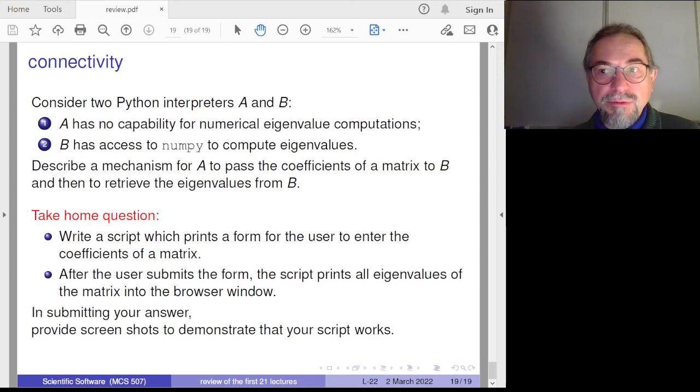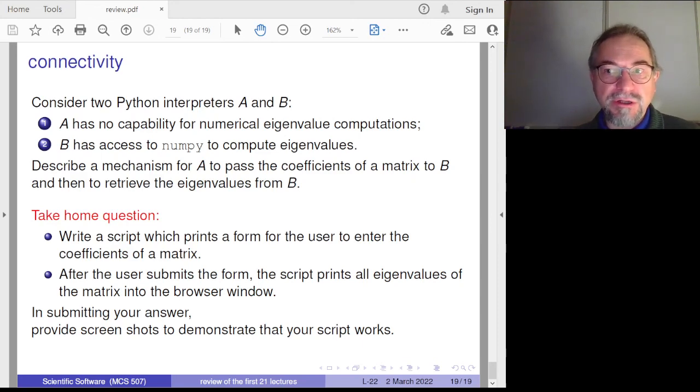So the take-home question would be to have a variation of what we did with the web determinant. So the web determinant printed a table of text elements into a browser window, and through these text elements the user could enter all the coefficients of the matrix. So in the example in class we did compute the determinant, but here compute all the eigenvalues.